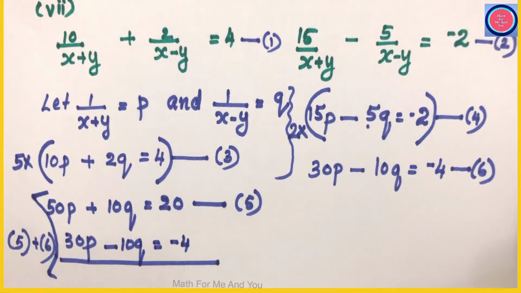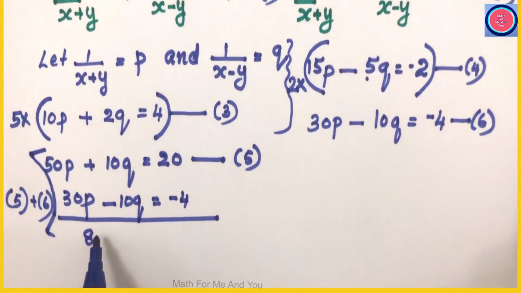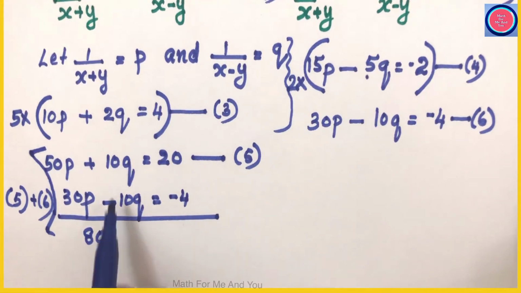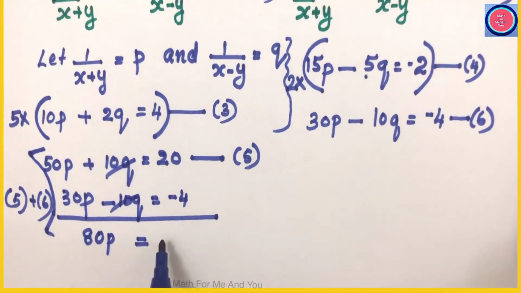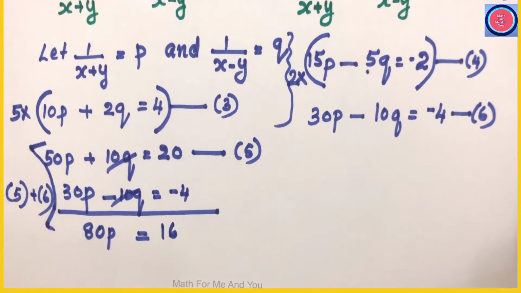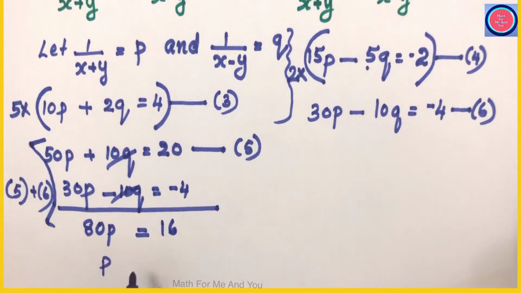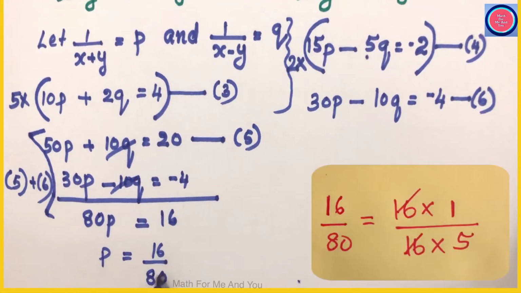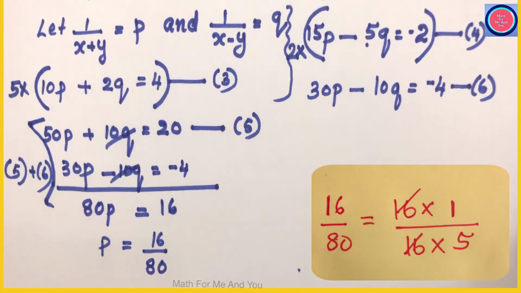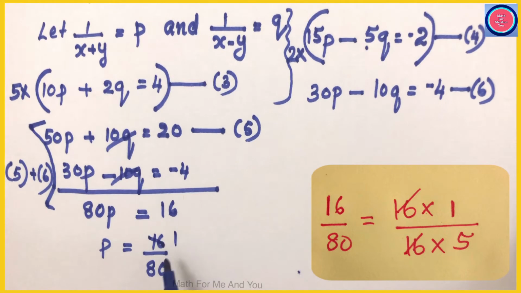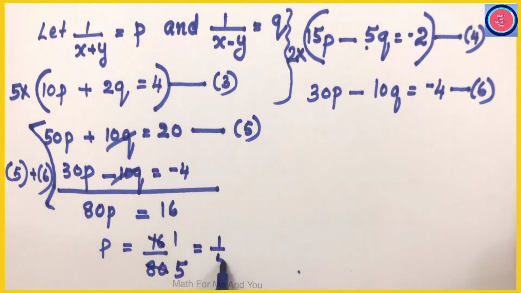When we do addition, 50 plus 30 is 80. 80p, and the q terms cancel, is equal to 20 minus 4. It is 16. What is p? 16 over 80. We can cancel the numerator and denominator with 16. What do we get? We get 1 over 5. If this is difficult, first you can cancel with the 2 or cancel with 8. It's up to you. I'm cancelling directly with the 16. So we get p equals 1 over 5.